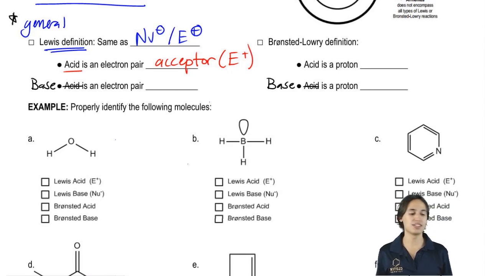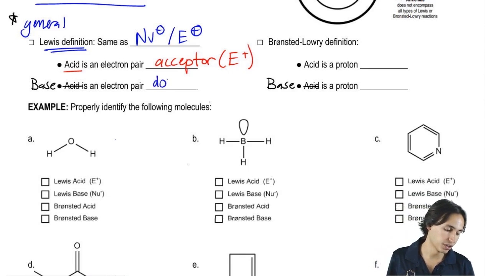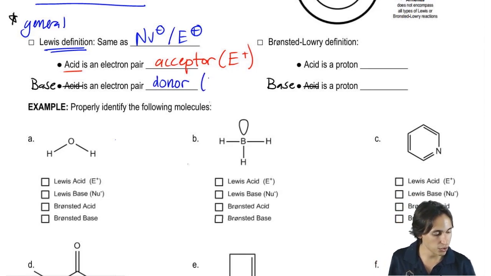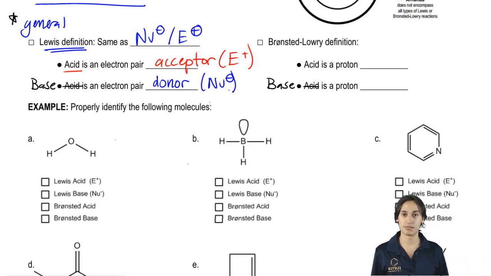Then a Lewis base is going to be an electron pair donor. Which of these is the donor of electrons? The nucleophile, because the nucleophile has extra electrons. So anytime I say nucleophile, now you know that I'm talking about a Lewis base. Okay? And now that we've linked these two things together, now you could even predict what the reaction is going to look like based on what I taught you guys about nucleophiles and electrophiles reacting together. Okay?